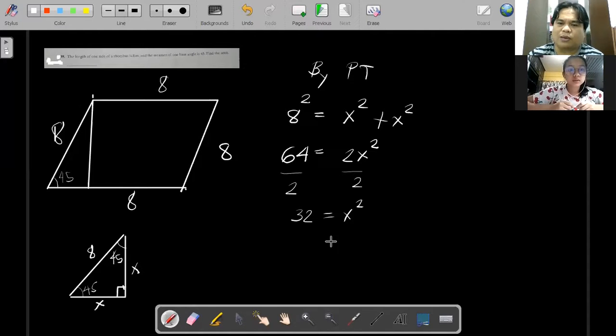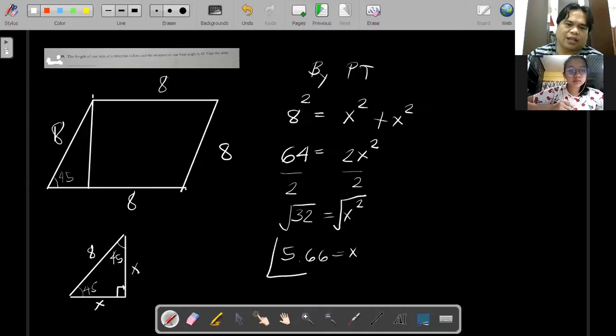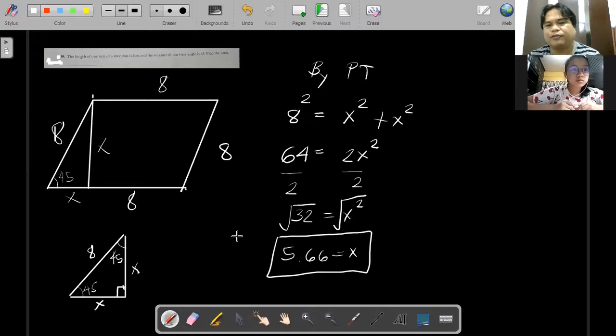And then next, what? We're only after x, but we have x squared here. So to get rid of the square, we get the square root of both sides. Okay. So the square root of 32 is 5.66. So this is 5.66. That's your x. This is also your x. So your altitude now, or your height, is 5.66.